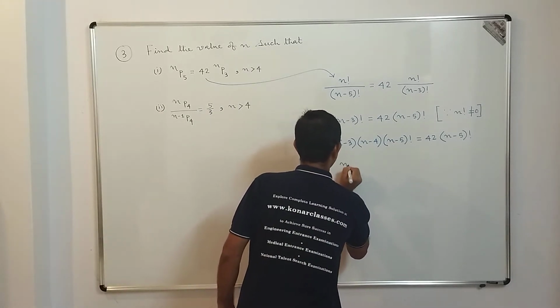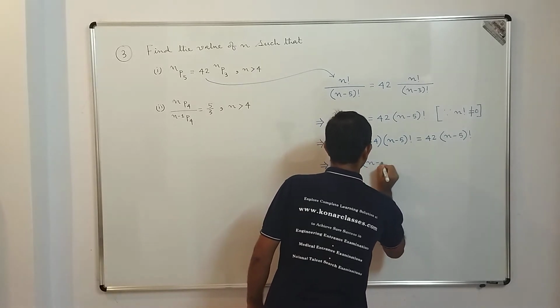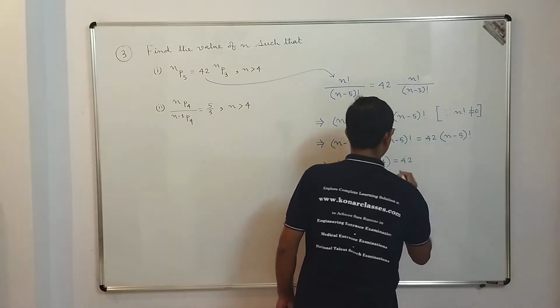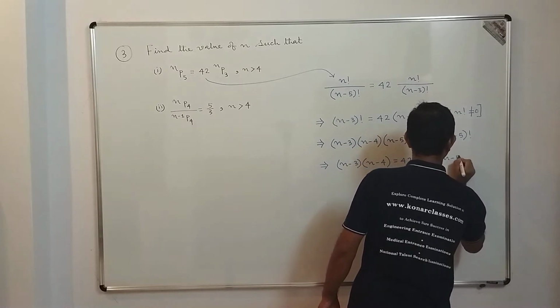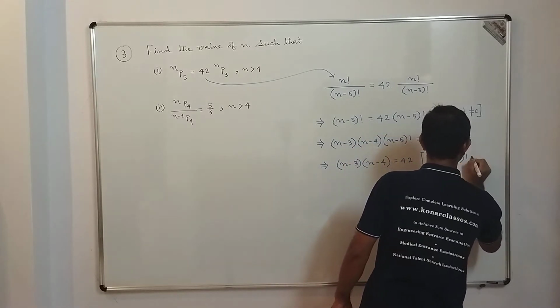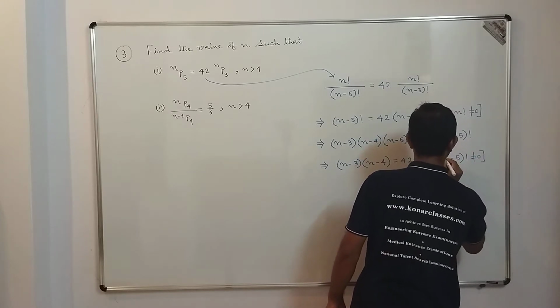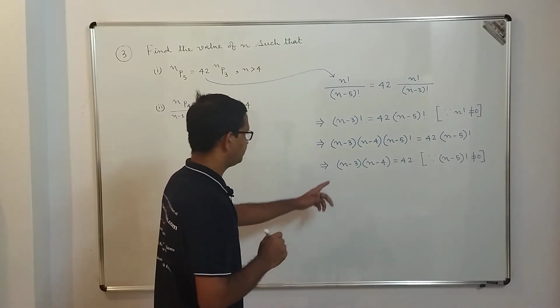This implies n minus 3 into n minus 4 is equal to 42, and in bracket we should write, since n minus 5 factorial is not equal to 0. That is important to write, dear students. Okay, these are the important conditions. Now let's break it up.